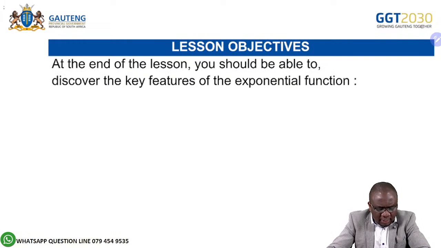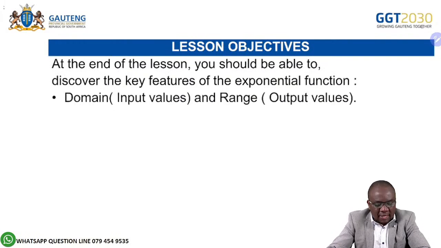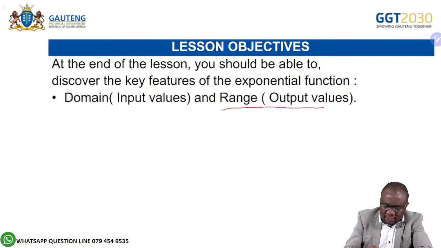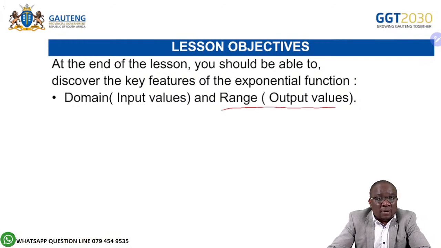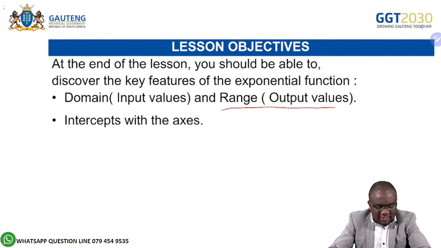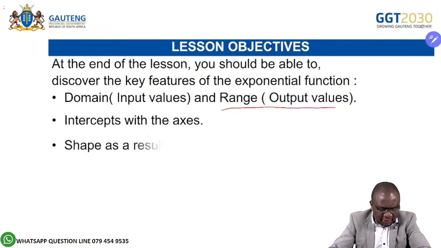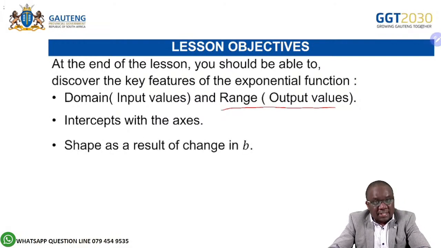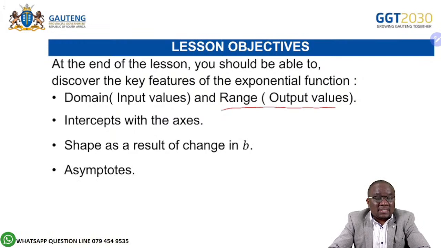Right. At the end of the lesson, we're going to look at the domain, which are the input values. What else? These are the x values. What else? These are the independent variables. Remember that. And then the range, the output values, which are the y values, which are the dependent variables. And then we're going to talk about the intercepts, the x and y intercepts, and then the shape as a result of change in b. Right, and then the asymptotes. But now we're going to talk about an asymptote because it's only one for this function.